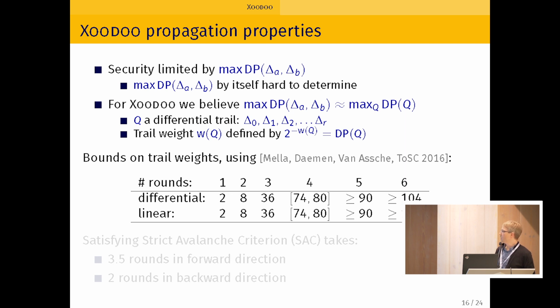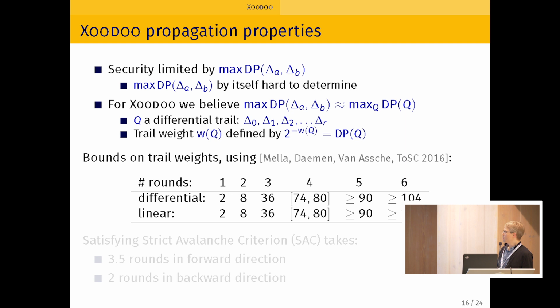We looked at Xoodoo and tried to have bounds on these trails using the techniques presented 2 years ago. We started with all the trails of 3 rounds up to weight 50, and there we could find one with weight 36. So that gives us a bound of 36 for 3 rounds. Then we could extend these to 6 rounds. I mean, we could not extend them to 6 rounds. By showing that we cannot extend them to 6 rounds, we have an argument that says that any trail on 6 rounds should have at least weight of 104.